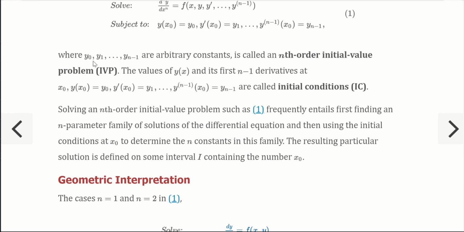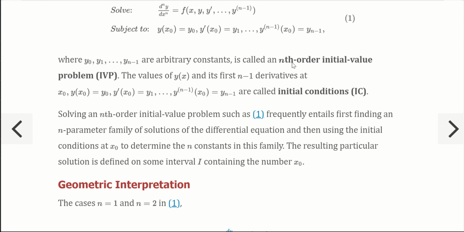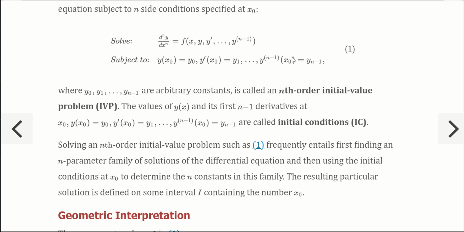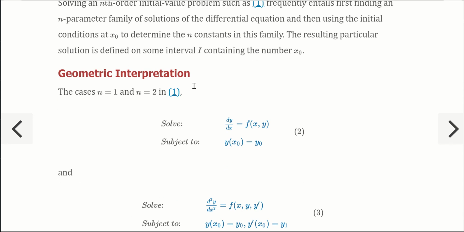These y sub zeros, y sub ones, these are all numbers, by the way. These are going to be constants. And we call this the nth order initial value problem. Oftentimes we'll abbreviate it briefly as the IVP. So it's just a differential equation with some initial values that we want to be satisfied by our solution.